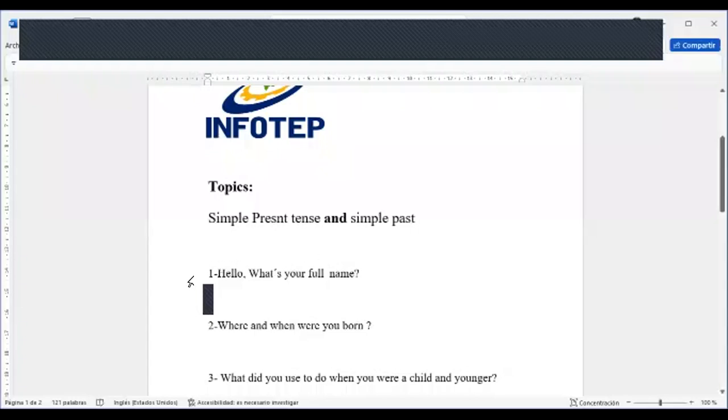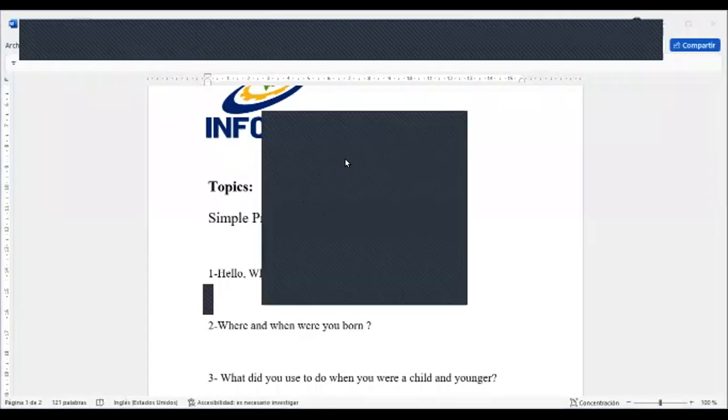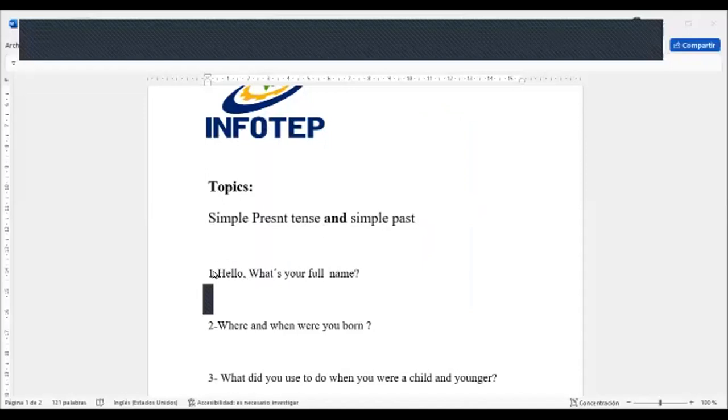Question number one, it's very simple. Hello, what's your full name? How can you answer this question? What is the proper manner for answering this question? Edmar? Hello, teacher. Okay. What is the proper manner to answer this question? Hello, what's your full name? Hello. My full name is Edmar Angelica Viva Zambrano.